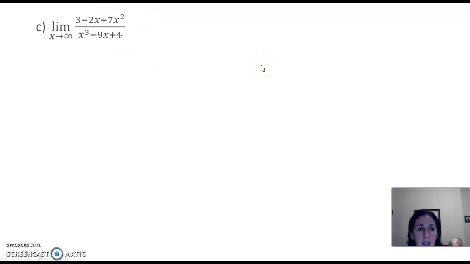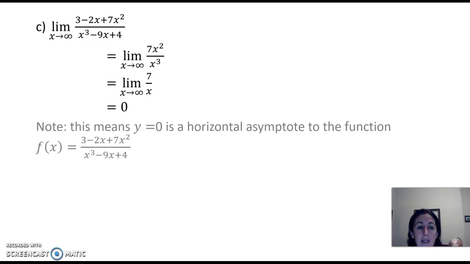Let's look at another one. The limit as x approaches infinity of this rational function here. Again, what we're going to do is take the biggest power of x in the top, the biggest power of x in the bottom, and reduce them. And when we reduce that, we end up with 7 over x. That was one of the cases we talked about. If you're left with a variable in the denominator, then your limit is going to be 0. And so that's still a real defined value. So because that limit as x approaches infinity gave us a real defined value, that means that y equals 0 is a horizontal asymptote of this rational function here.